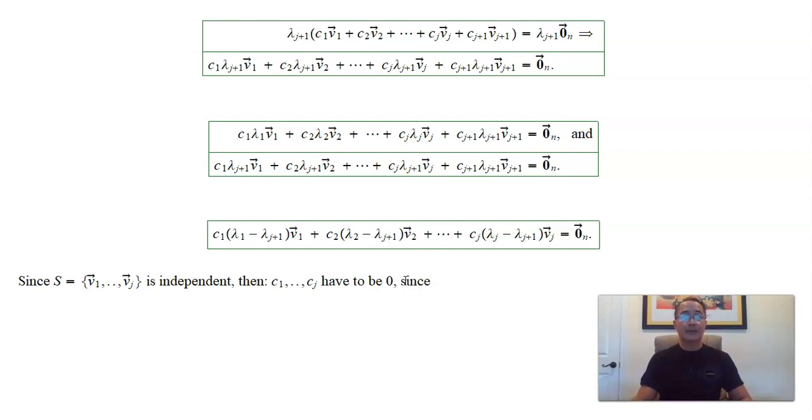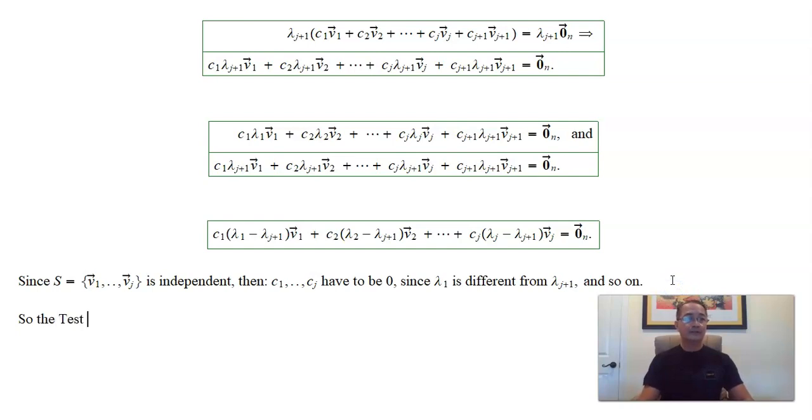And that is because lambda 1 is different from lambda j plus 1, and so on. Okay, so therefore, those coefficients have to be 0, and before we celebrate and say, oh, we're finished, there is one more coefficient, cj plus 1. But if these coefficients have to be 0, then we only have one vector left in our test equation.